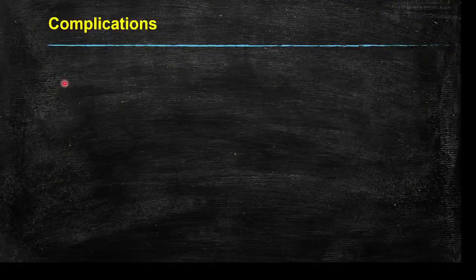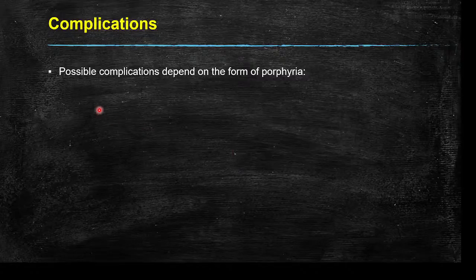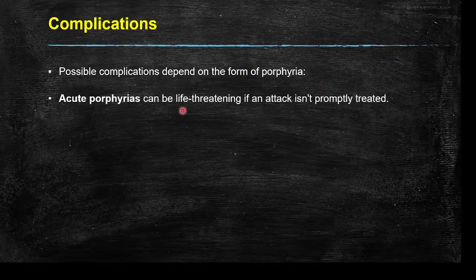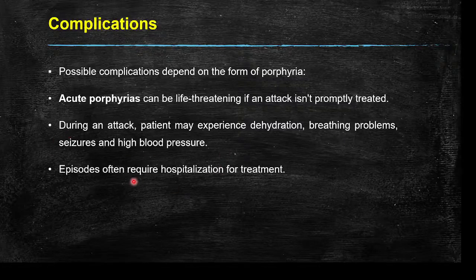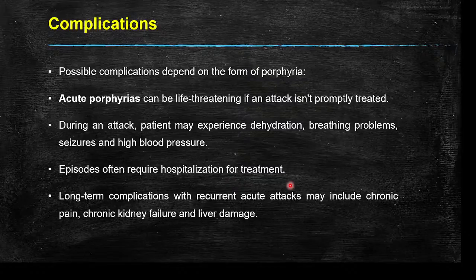Okay, so what are the complications of porphyria? The possible complications depend upon the form of porphyria. Acute porphyria can be life-threatening if an attack is not treated promptly. During an attack, the patient may experience dehydration, breathing problems, seizures, and high blood pressure. Episodes often require hospitalization for treatment. Long-term complications with recurrent acute attacks may include chronic pain, chronic kidney failure, and liver damage.